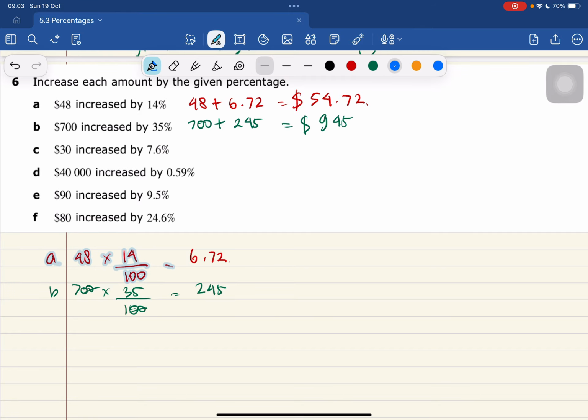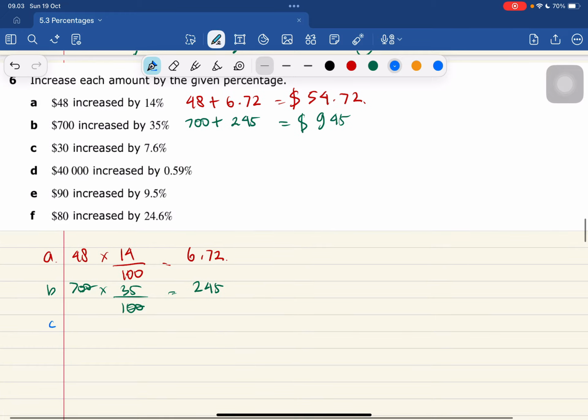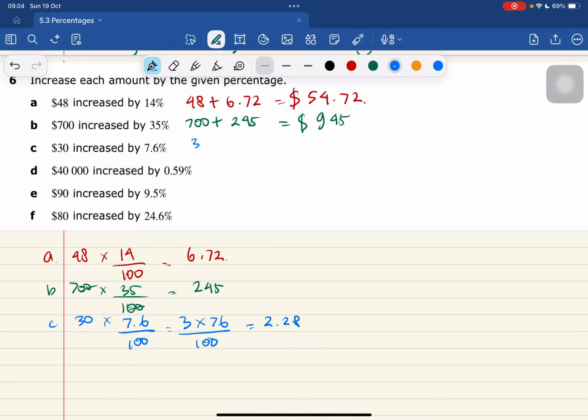Next, still increase. So let's find it. For C, 30 times 7.6 over 100. So this is going to be 3 times 76, and we divide by 100. So 3 times 76 is going to be 228 divided by 100. So this will give us the answer of 2.28. Since this is increase, so 30 plus 2.28 is going to be $32.28.